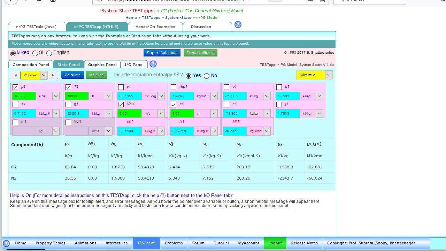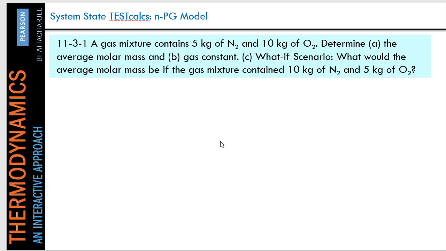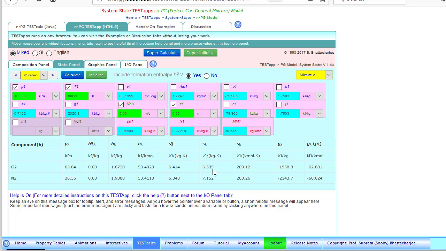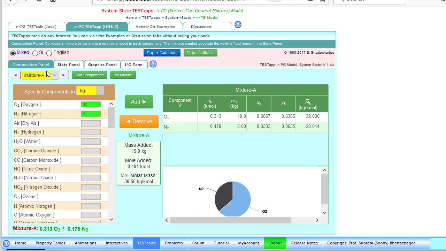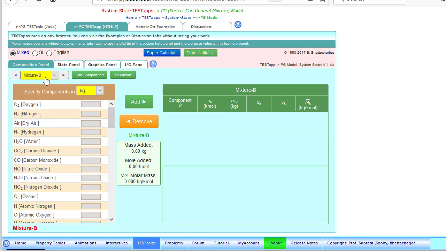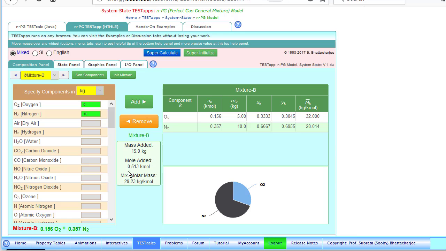The second part of the question asks, what would the average molar mass be if the gas mixture instead contained 10 kilograms of N2 and 5 kilograms of O2? So same thing. We'll go back, maybe we'll make a new mixture, so we'll go to the composition panel, and let's make a new mixture B. This time it's 5 kilograms of O2 and 10 kilograms of N2. So we'll add that. And there we are. Our new molar mass is 29.23 kilograms per kilomole.